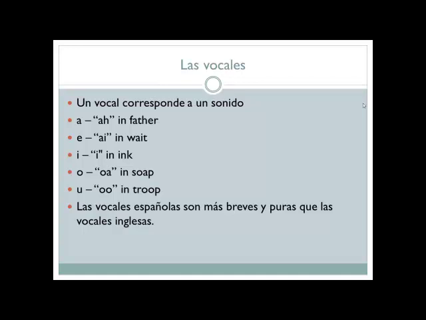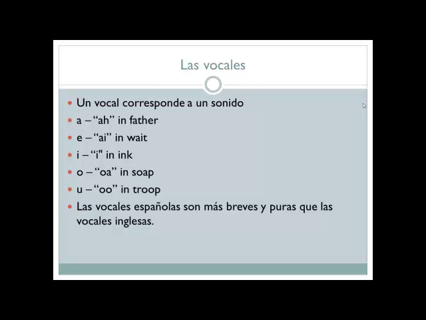E dice e. This is similar to the A in the English weight. I dice I, like the I in ink. O dice O, like the O in soap. U dice U, as in troop.